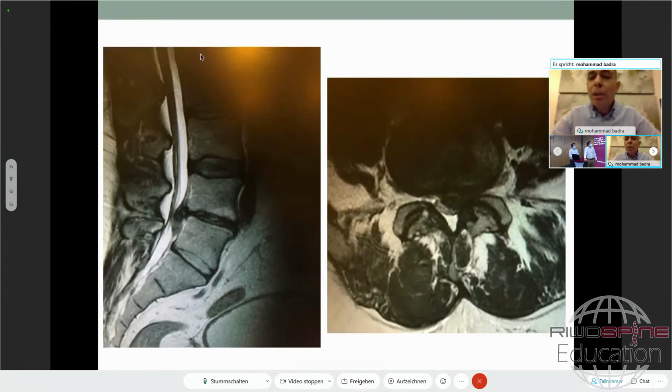This is another patient, L4, L5. When I looked at this patient, Magdy, how would you do it also again? L4, L5, transforaminal or interlaminar?